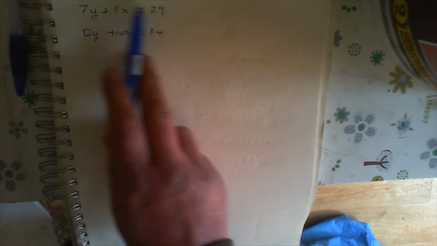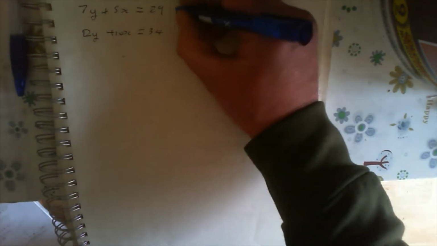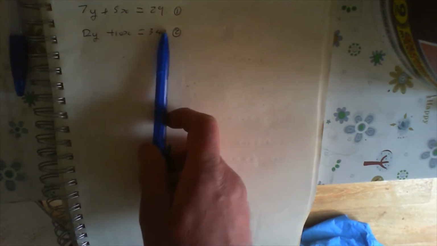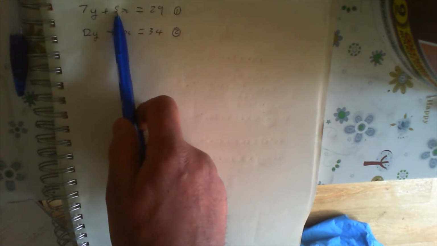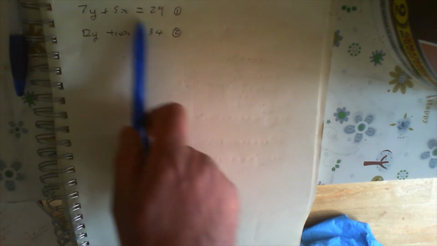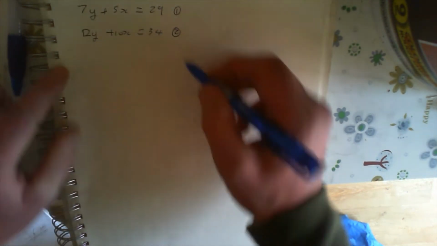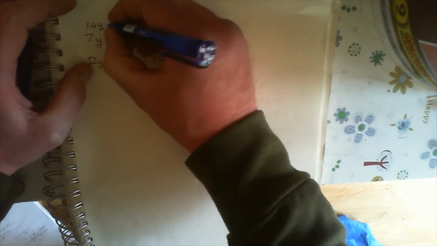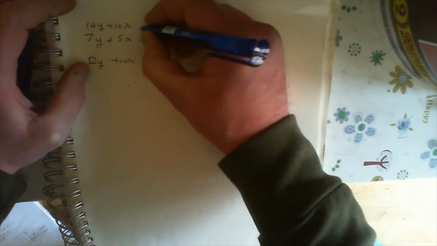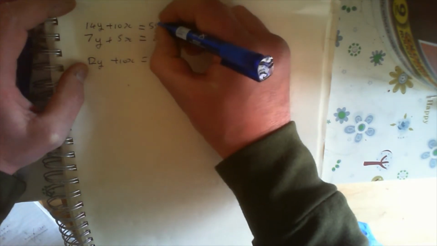Right, now, so we want to be able to manipulate these equations so we can get rid of one of the terms. And looking at this, if I was to double this one, so that would be 10x, and I could maybe subtract one of these, and that way make one of these terms disappear with the x term I'll go for. So say I doubled this one, which would be, you see that, 14y plus 10x equals 58.